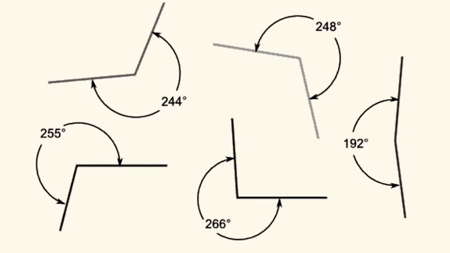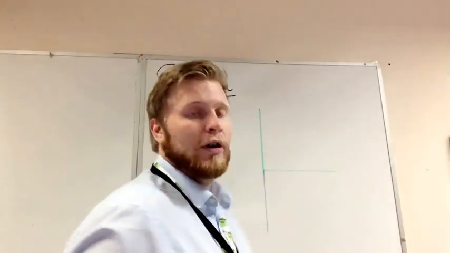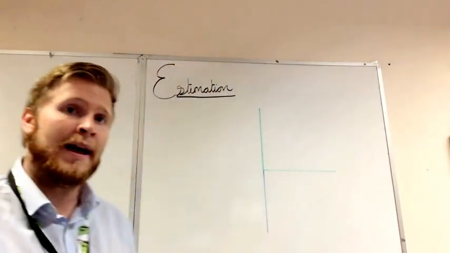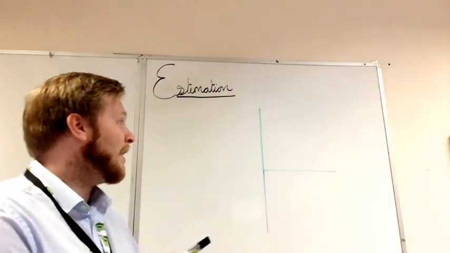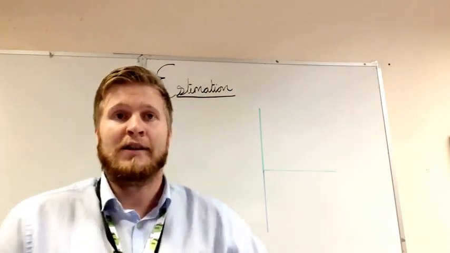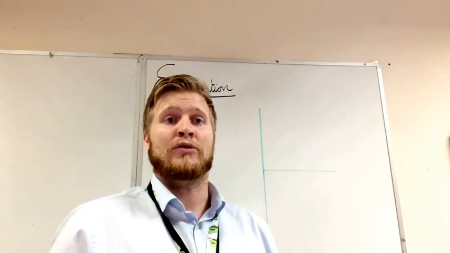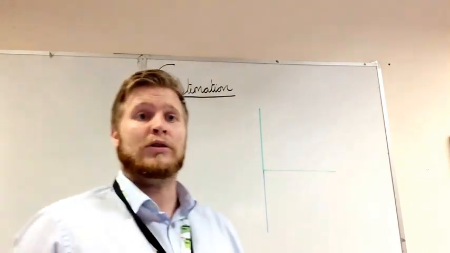Now reflex angles are quite large, so they're one of the easy ones to recognise, and just remember they're between 180 and 360 degrees. Right, okay, so that's the different angles, but now we're going to look at estimating them. Now, estimation when it comes to angles is a hard thing. It might seem like it's an easy thing because you're just having a guess, but it's not. It's actually quite hard to have a good estimation. So I'm going to show you a few tips on how to do it.